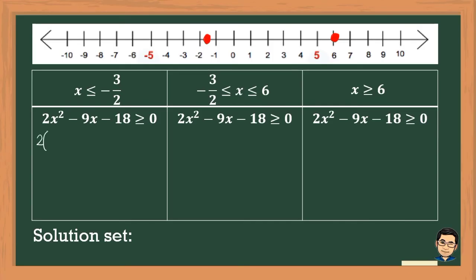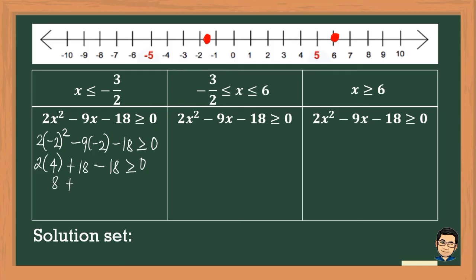So, 2 times negative 2 squared minus 9 times negative 2 minus 18 is greater than or equal to 0. So, 2 times negative 2 squared, that is positive 4. And then negative 9 times negative 2, that is positive 18, minus 18 is greater than or equal to 0. Next, 2 times 4, that is 8.